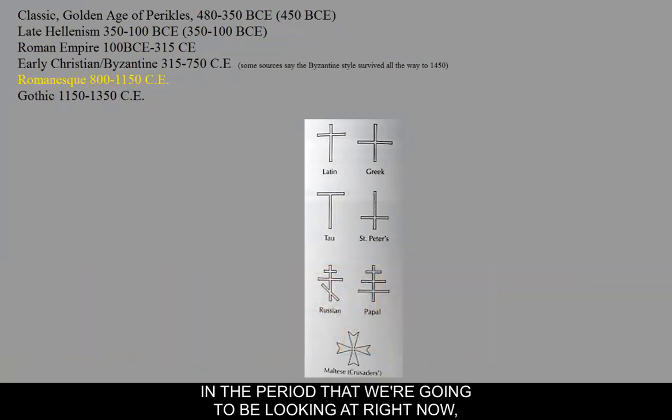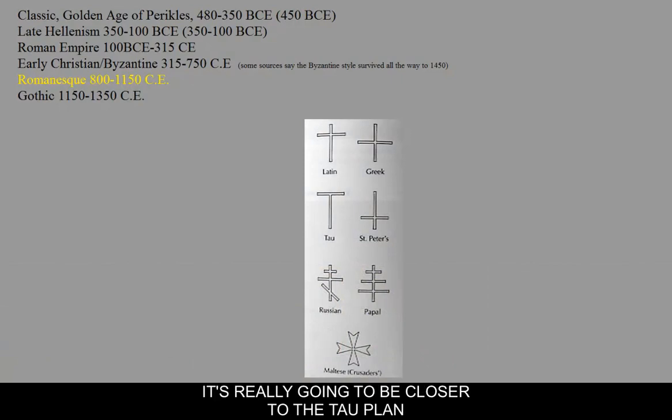In the period that we're going to be looking at right now, it's really going to be closer to the Tau plan or to the Latin cross plan. The other crosses that you see here, St. Peter's, it's not a symbol of demonic stuff. It's just because, legend has it, St. Peter was crucified upside down because he wasn't worthy. And then the sort of television antennas of the Russian papal ones are just corrections on the original schema. So the most important ones are the Latin one, the Greek one, and the Tau plan. Those are the basic footprints of some of the buildings that we'll be looking at, so that's why I wanted to bring that up to you.